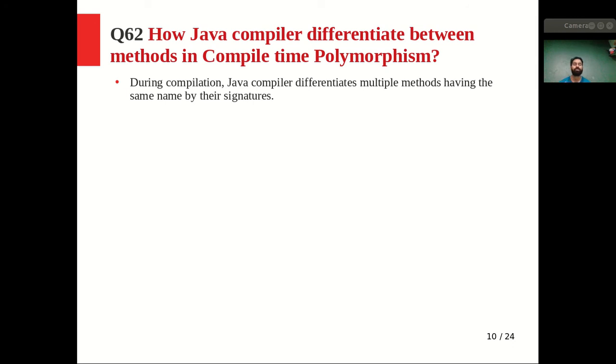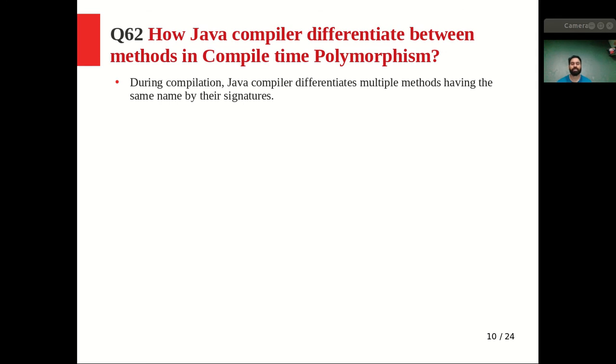So how does it differentiate? It looks at the arguments or the signature of the method, and then it determines that the first method has two arguments and the second method has three arguments. In this way it differentiates them. So during compilation, the Java compiler differentiates multiple methods having the same name by their signature, or by their arguments, or by their prototype which we pass in the method.